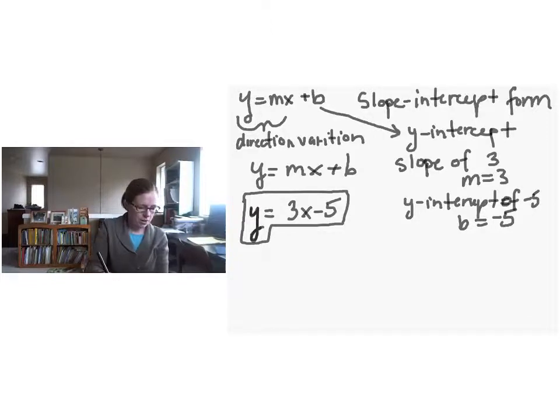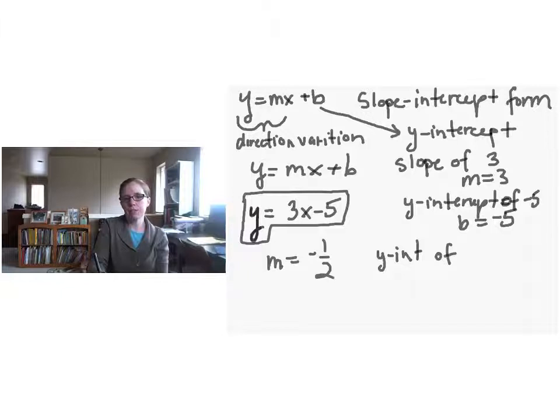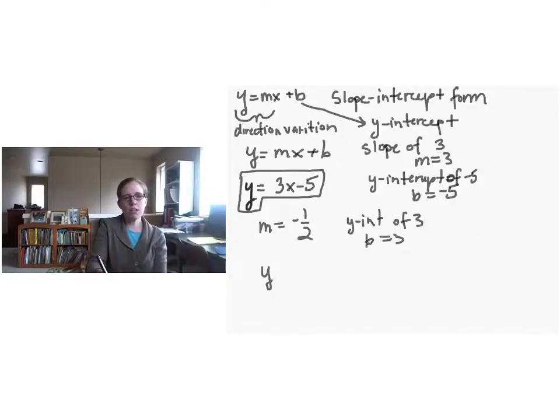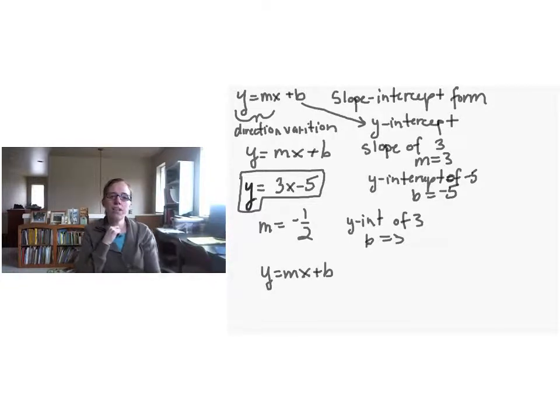Okay, so here's another one. It says write an equation of the line with a slope of -1/2 and a y-intercept of 3. So what would our equation look like? Justin, I want you to do this one. We have the equation y equals mx plus b, and our slope is -1/2, and our y-intercept is 3. So put it into that equation.